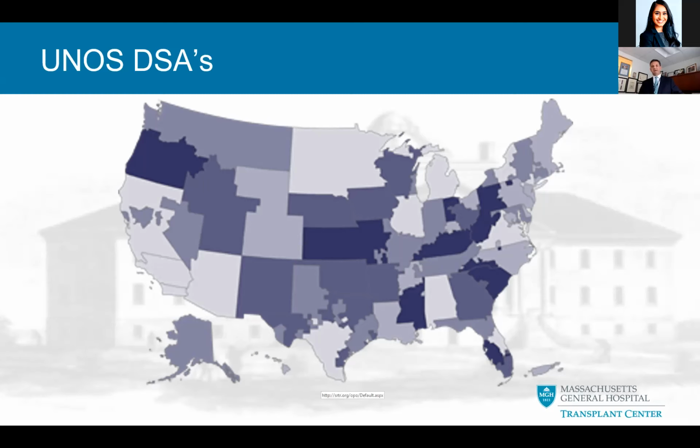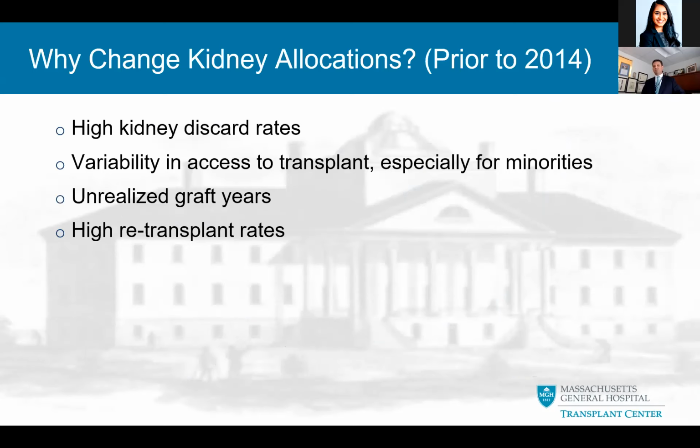So this system has been going on since the 80s, as I mentioned. And there was a big change that happened at the end of 2014, in December 2014 to be exact. And that's what's called the kidney allocation system. We'll talk a little bit about the reasons behind it, which are primarily the fact that we had a lot of kidneys not being utilized from deceased donors. There was a lot of variability in access to transplantation, especially in minorities. There were unrealized graft years, so kidneys that have more years that are lost, as well as a high retransplant rate. So we'll talk a little further about these.